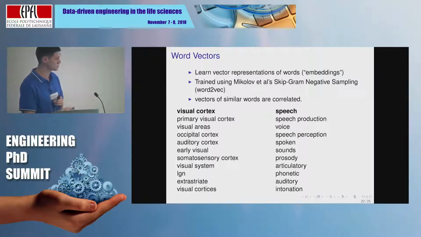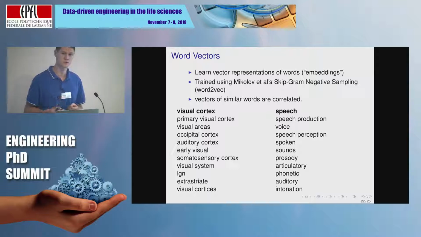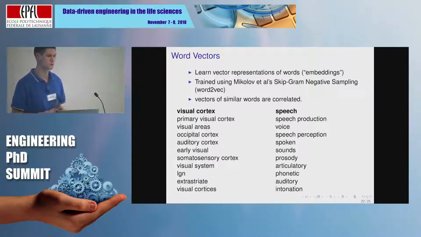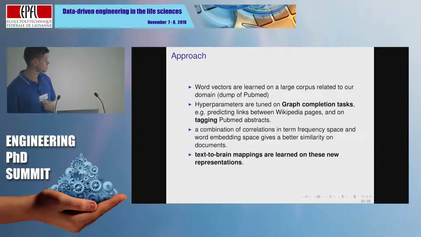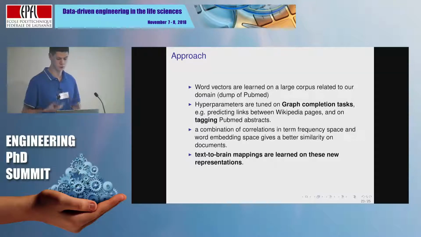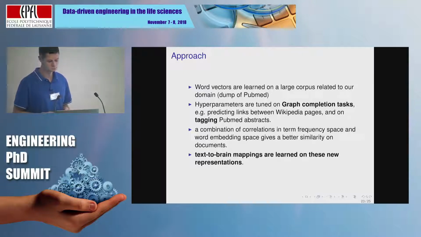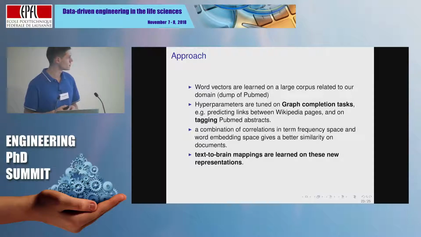So using these vector representations for these words, we can smooth the representations we use for documents and facilitate the learning of mappings from text to positions in the brain. And this is what we are working on now. So we can download millions of articles from, for example, PubMed, and learn good representations for words.